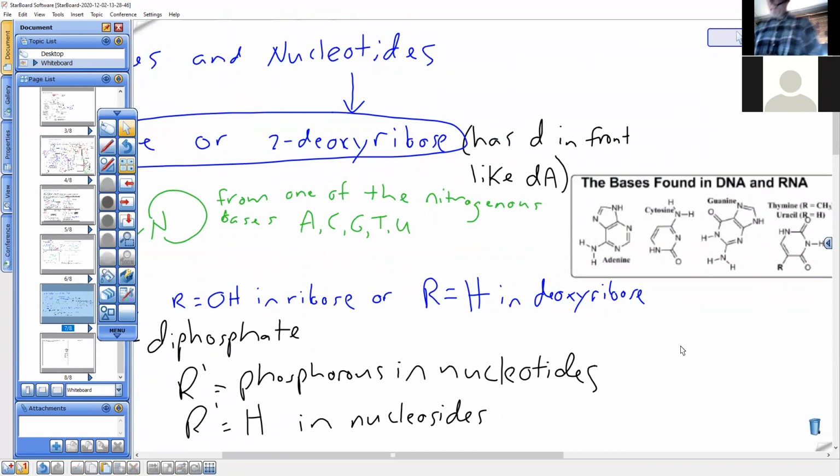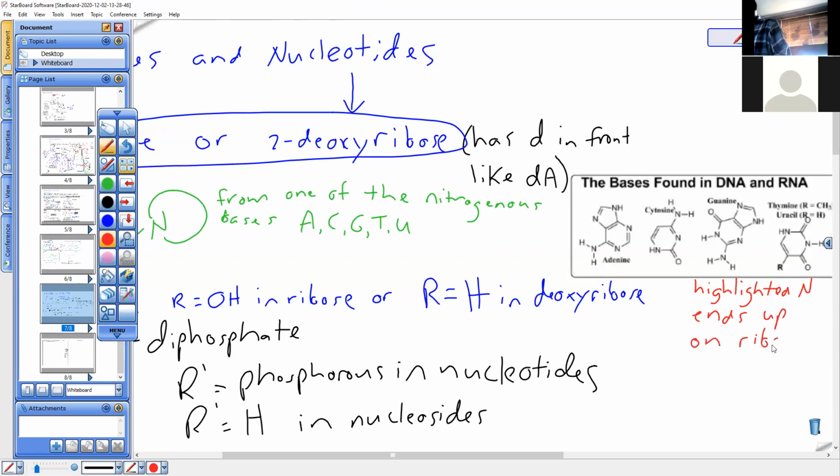So a highlighted N ends up in the ring is what I'm going to do over here. Highlighted, not in the ring. Highlighted N ends up on ribose. So that's the N I drew with the circle around it here. This N highlighted. And over here, it's this one. And over here, it's this one.